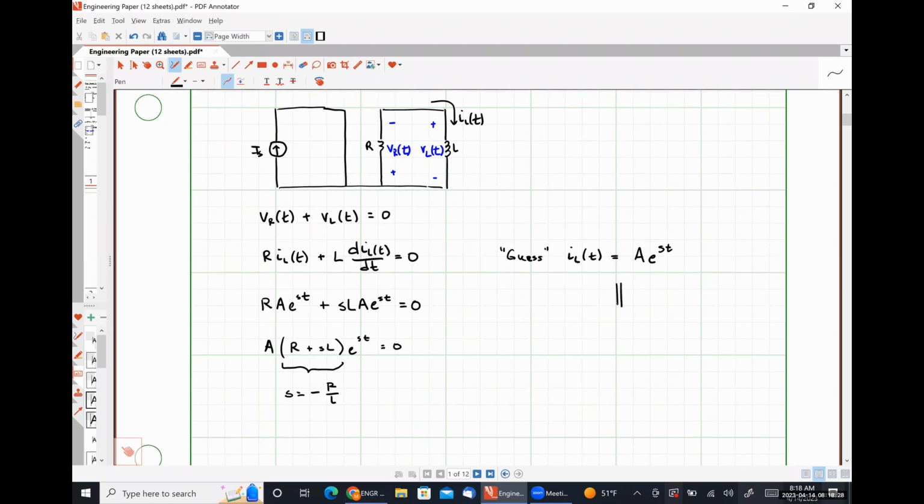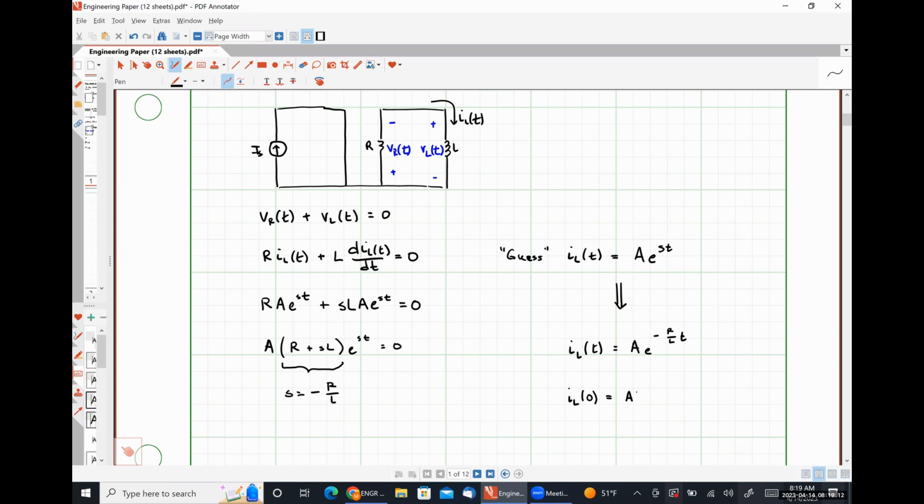So coming down a little bit here for our guess, we now believe it to be of the form A e to the negative R over L times t. So how do you think we're going to figure out what the value of A is? Anybody have any thoughts? So, okay, at t is equal to 0, we have IL of 0 is simply equal to A. So that allows us to figure out what that is.